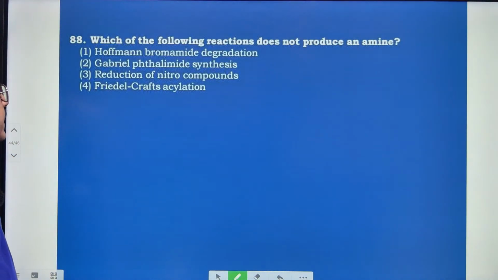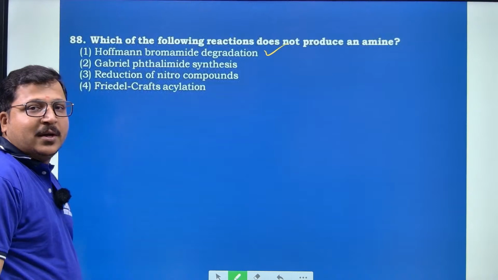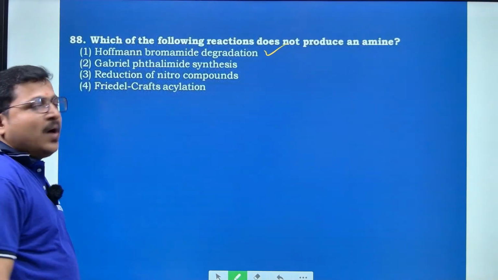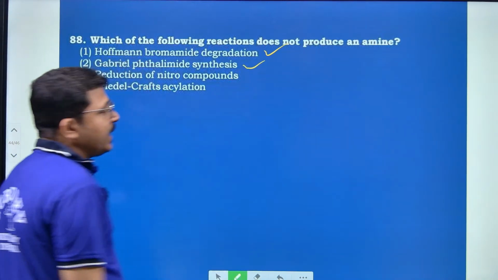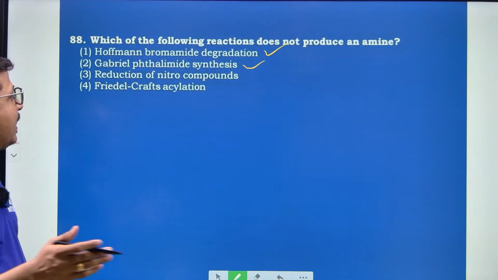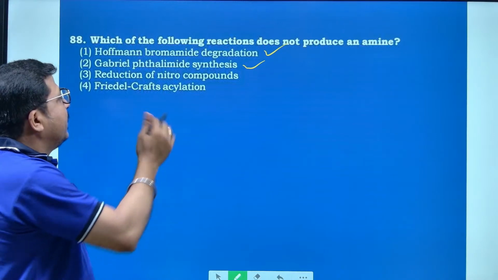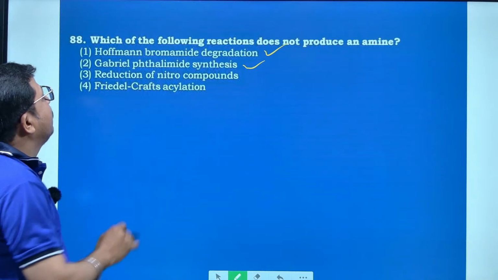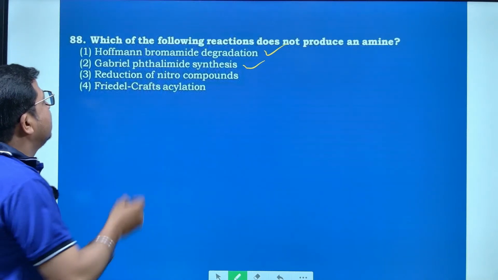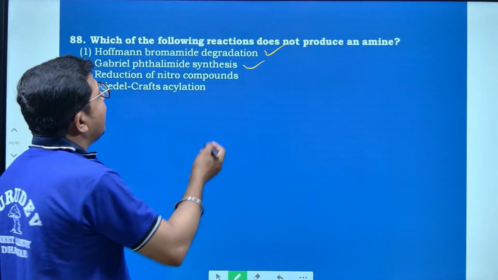Next, which of the following reactions does not produce an amine? In amines, we see the Hofmann bromamide degradation, where we convert amides into amines. In Gabriel phthalimide synthesis, we take the phthalimide, alkylate it with potassium hydroxide and alkyl halide, and finally get the primary amine. This is also one of the methods to produce a primary amine.